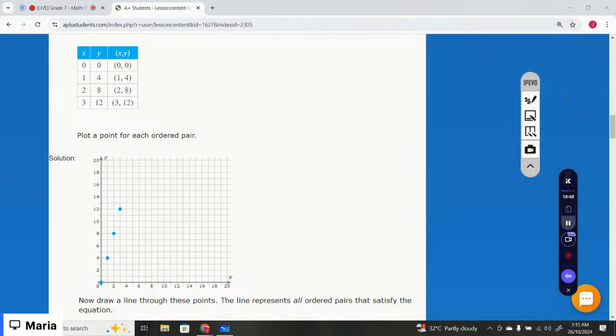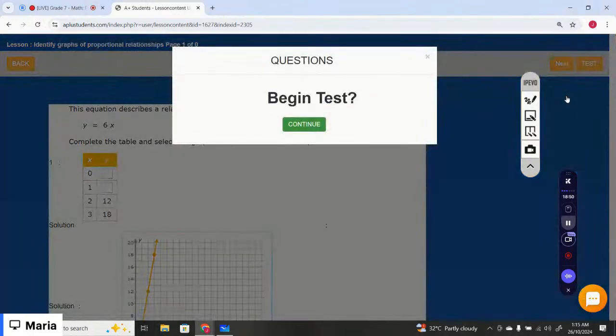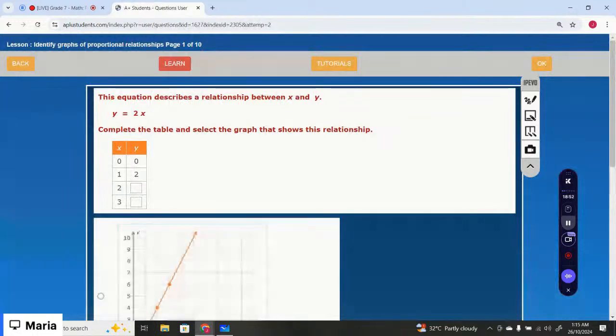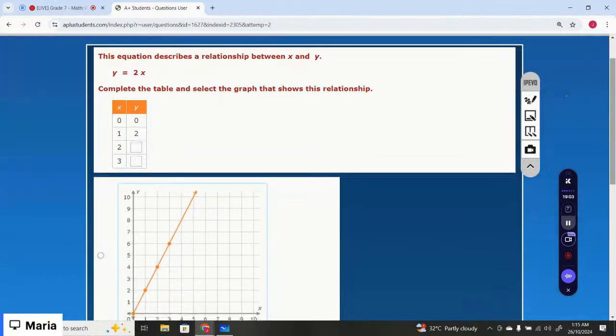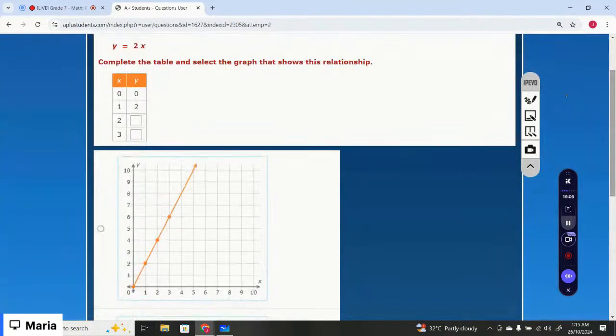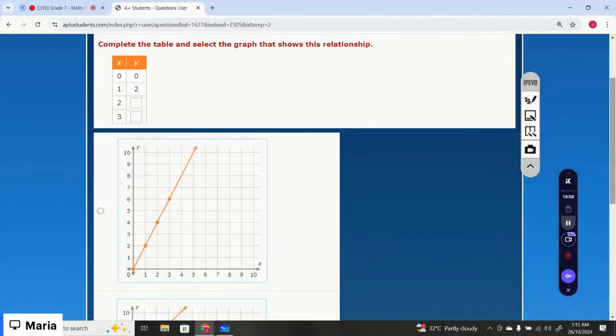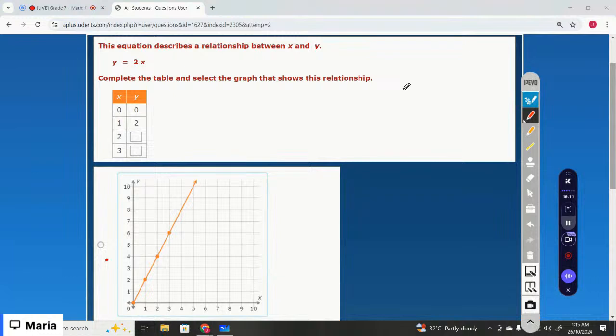Okay, let's just start with the test questions. Let's see how we complete the table and plot the graph. This equation describes the relationship between x and y equals 2x. Complete the table and select the graph that shows this relationship. Okay, you have to complete the table, the graphs are given, then you have to see which is the correct option, right? So the relationship is y equals 2x.